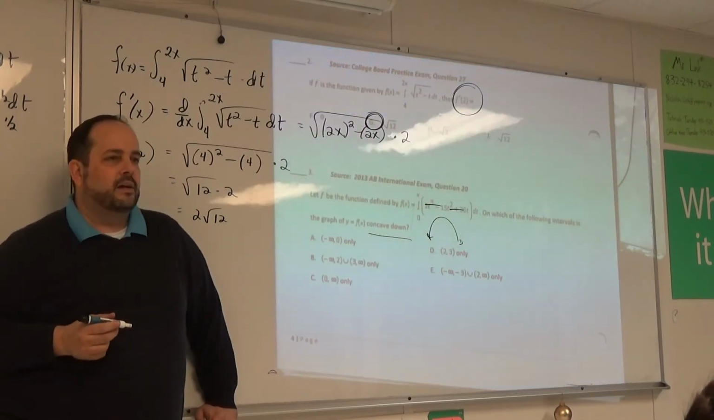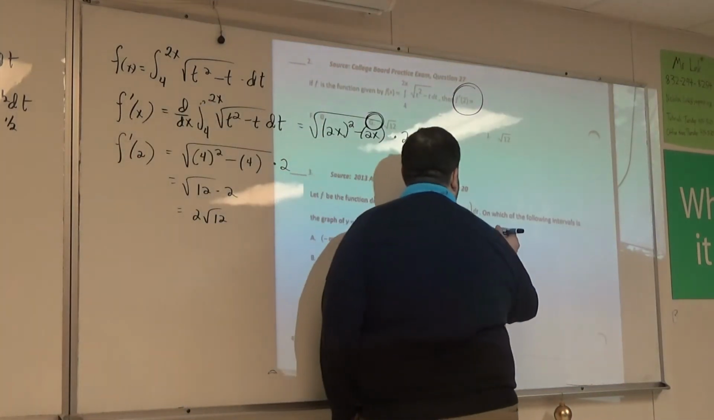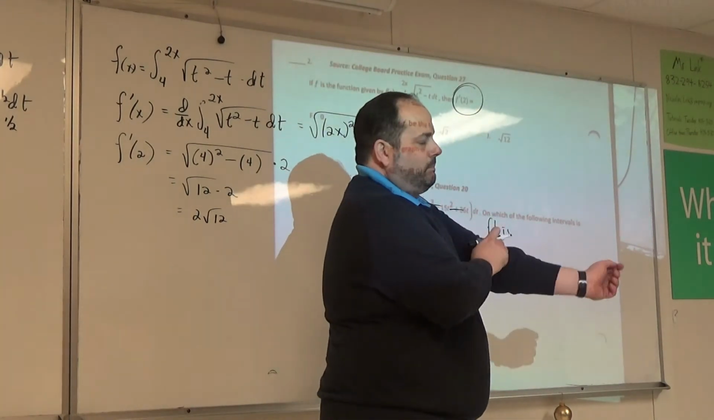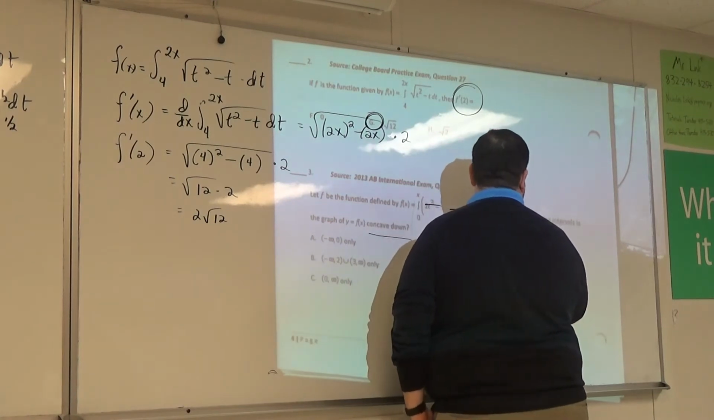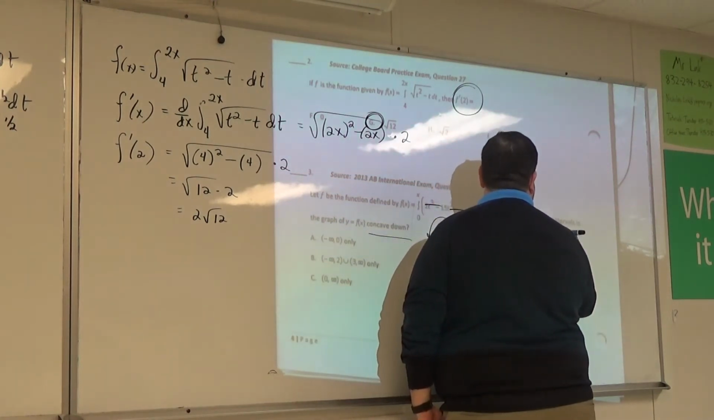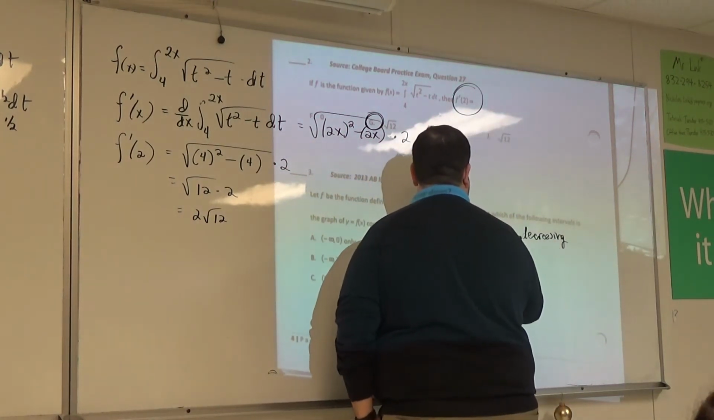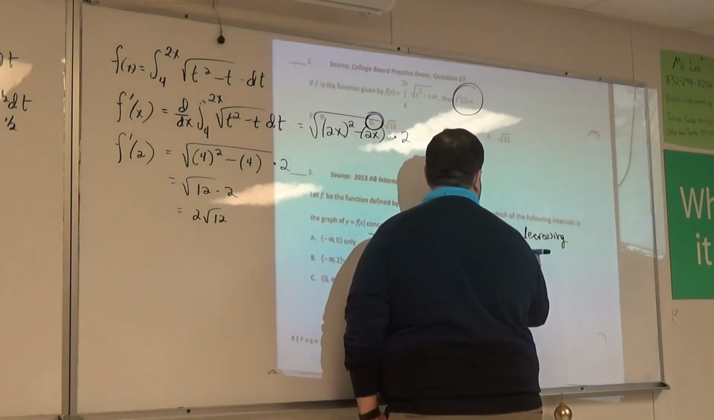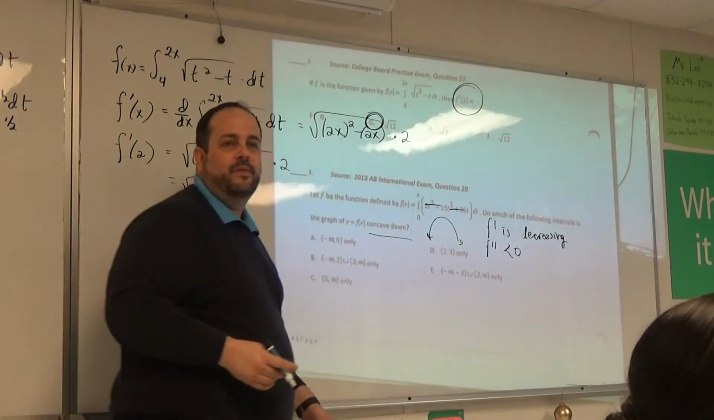Anthony, tell me about concave down. F prime is what again? Keep guessing. F prime is decreasing. Anthony, F double prime is? Now is where we say negative. F double prime is negative.